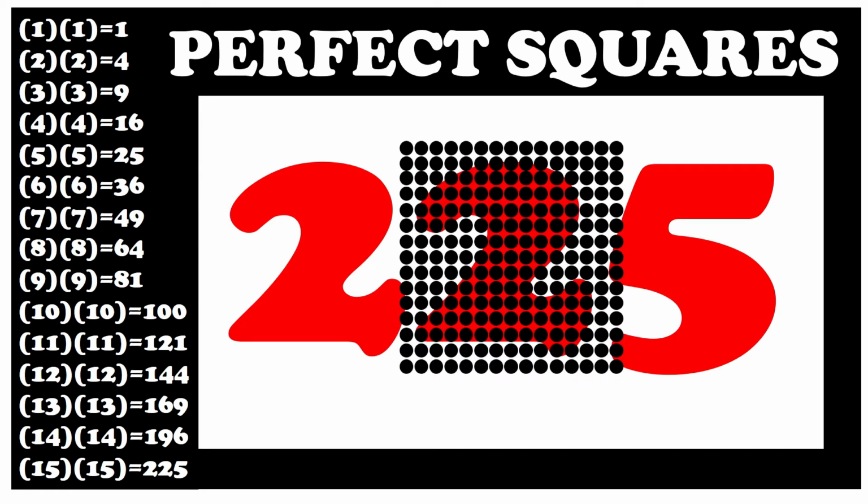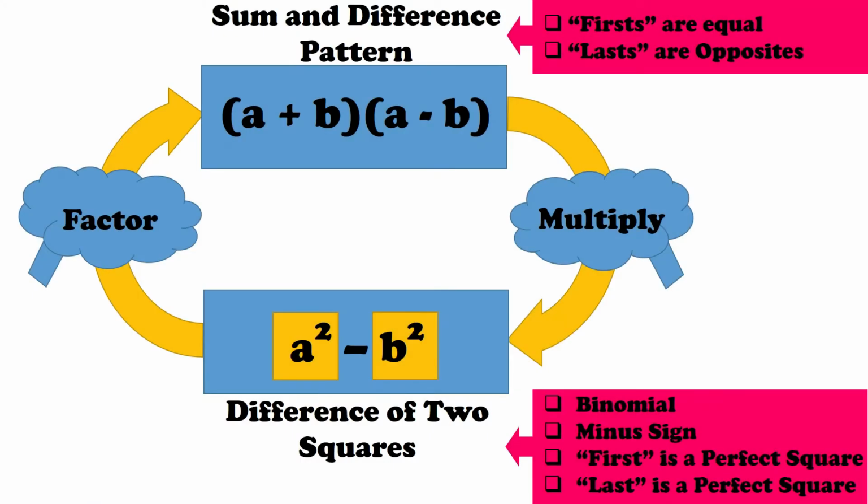Numbers where if you had that many dots, let's say 225 dots, you could arrange them into a perfect square. Today, we are learning how to factor the difference of two squares.